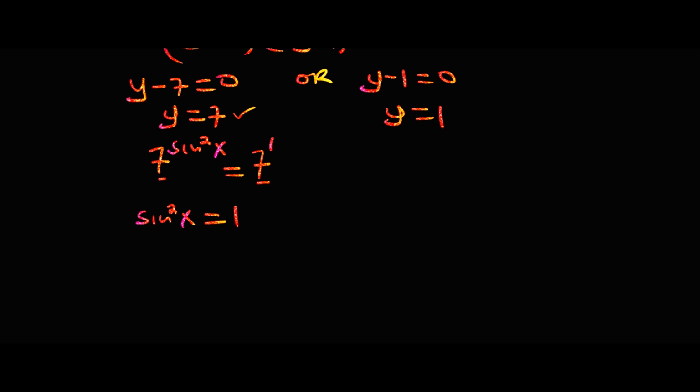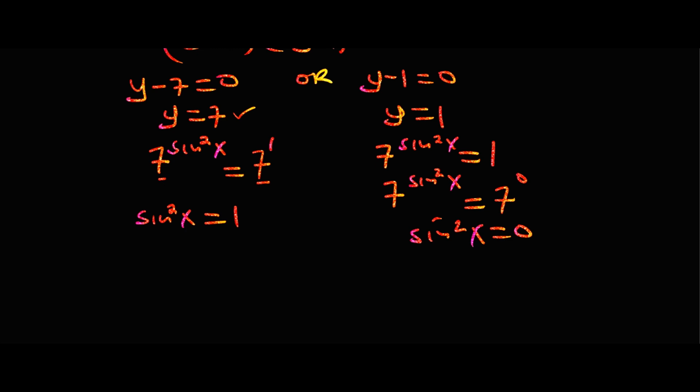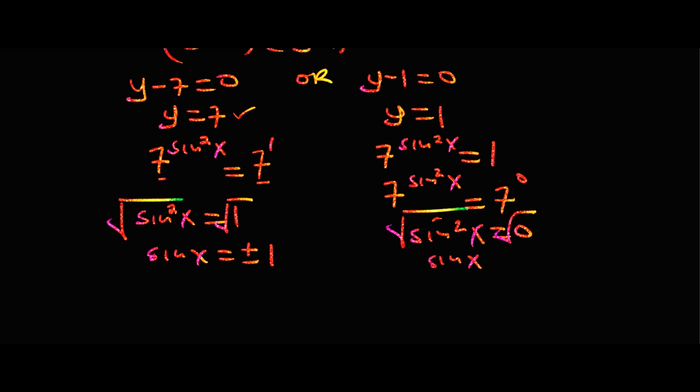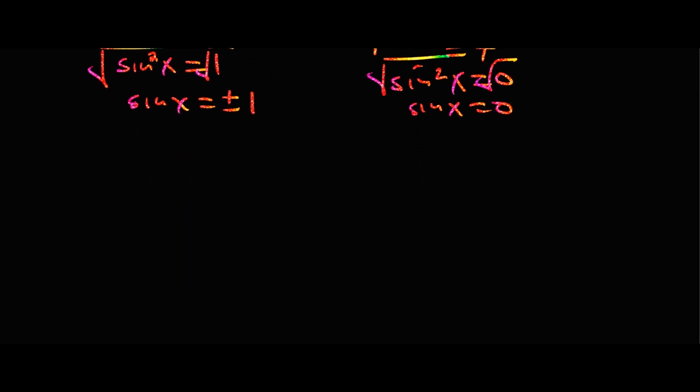Then on this side, 7 raised to sine squared of x equals 1, because the value of y is 1. But we can write 1 as 7 raised to power 0, so that you have 7 raised to sine squared of x being equal to 7 raised to power 0, so that we have sine squared of x equals 0. So for us to get the value of x from this, we can get the square root of both sides, so that we have sine x equal to plus or minus 1. And we do the same for this, so that sine of x equals 0. So we have three values of sine of x.